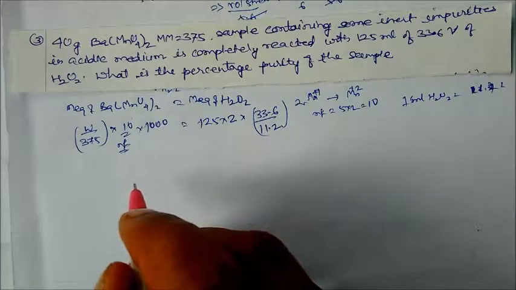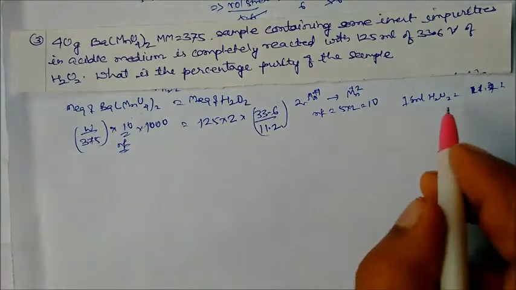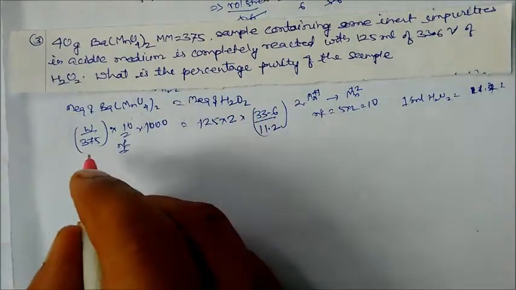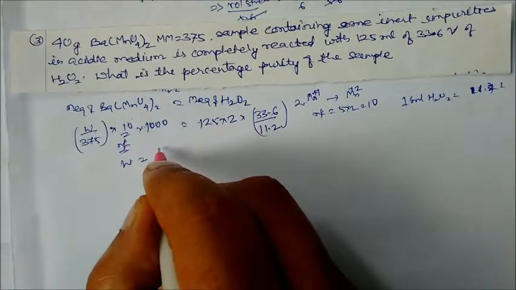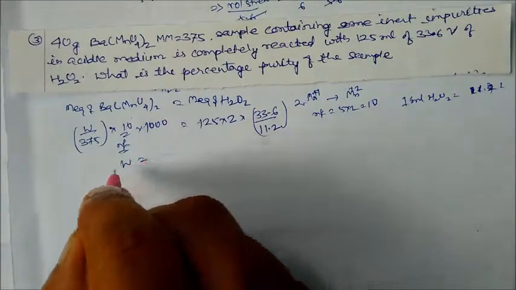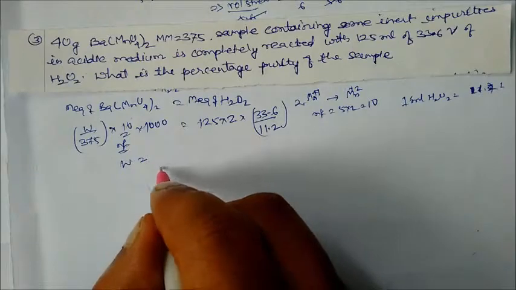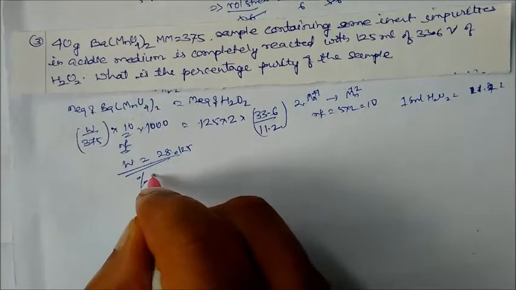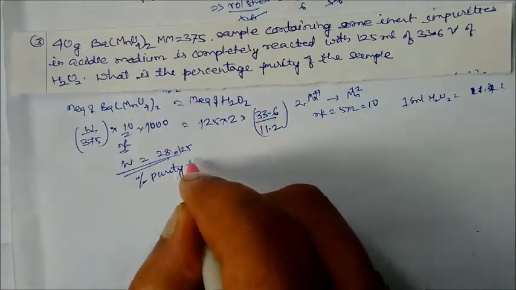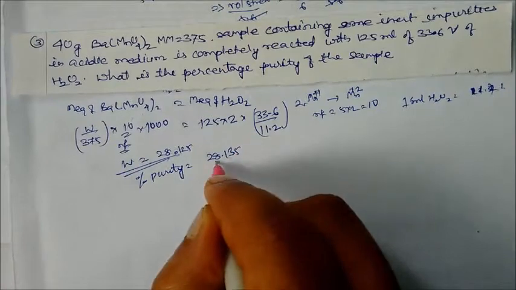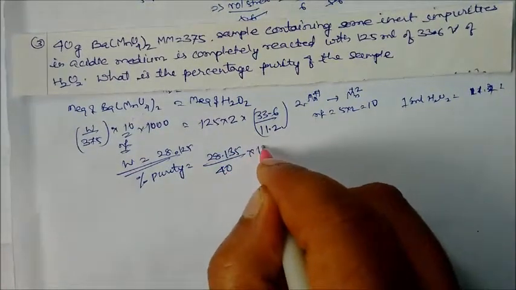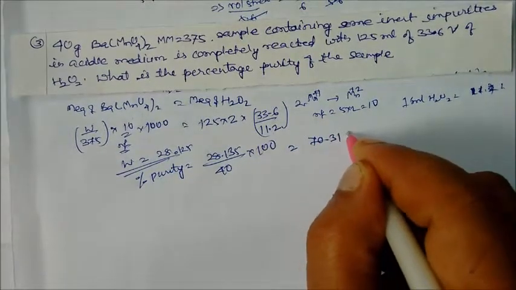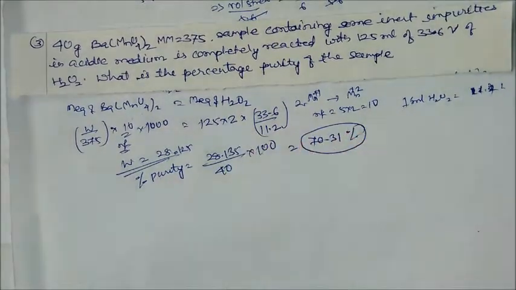Okay, so here this is your milli equivalent of H2O2. So now from here weight will be how much. So weight will be, if you solve it, it comes about 28.125 is the weight there. Now percentage purity, so percentage purity is weight 28.125, and again they have given here 40, so multiplied by 100. So this is 40 there, multiplied by 100. So if you solve, you will get here 70.31. So this is basically the percentage purity of the sample.